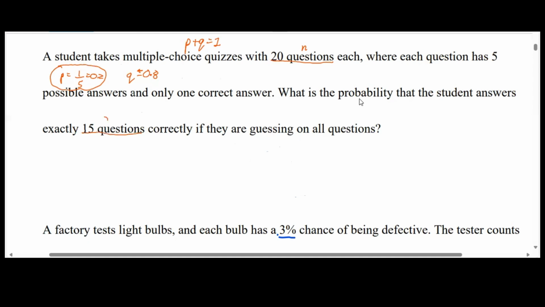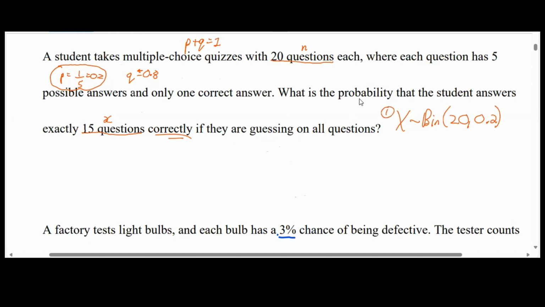so this here is X, correctly if they are guessing on all questions. Okay, no problem. They want to know the probability of 15 out of 20, binomial straight up. They didn't give anything else substantial in the question to suggest a different distribution. So you write your random variable, X follows a binomial distribution where N is 20 and the probability of a success is 0.2. That's the first thing.